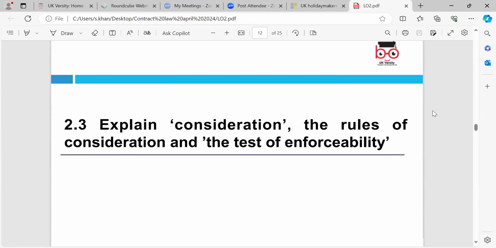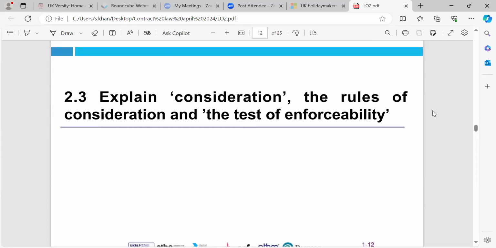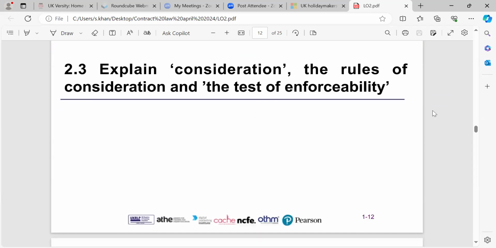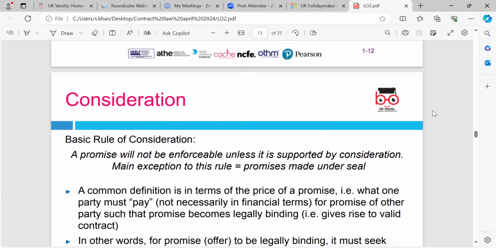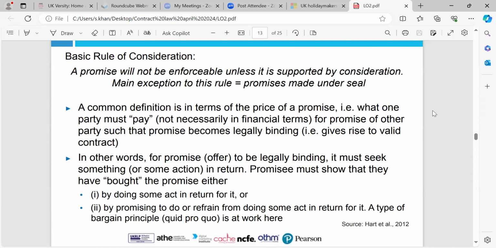Now we're going to look at 2.3, which is to explain consideration, the rules of consideration and the test of enforceability. The basic rule of consideration is a promise will not be enforceable unless it is supported by consideration, and the main exception to this rule is promises made under seal. A common definition is in terms of the price of a promise, i.e. for what one party must pay, not necessarily in financial terms, for the promise of another party, such that the promise becomes legally binding, i.e. gives rise to a valid contract.